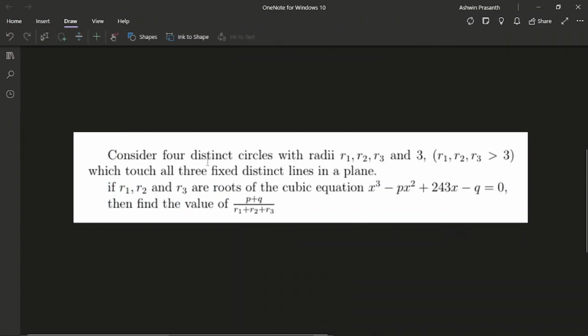Hello everyone, today in this problem, consider four distinct circles with radii r1, r2, r3 and 3, where r1, r2, r3 are greater than 3, which touch all three fixed distinct lines in a plane. So basically all these circles touch all three of these distinct lines. If r1, r2, r3 are roots of the cubic equation x cubed minus p x squared plus 243x minus q equals 0, then find the value of (p plus q) divided by (r1 plus r2 plus r3).